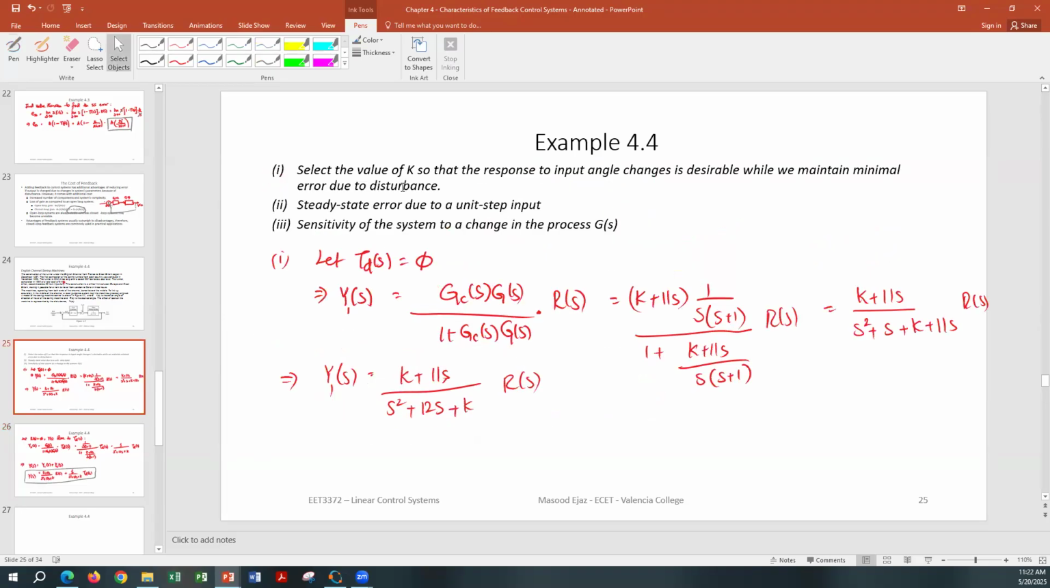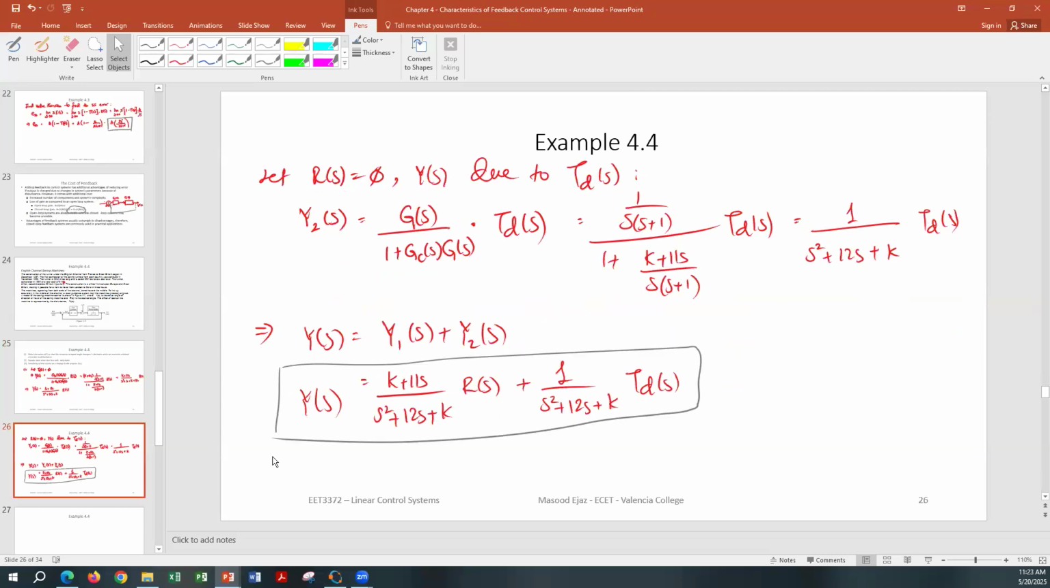Now again, our goal is what? Our goal is to select the value of K so that the response to input angle changes is desirable while we maintain minimal error due to disturbance. So this is the output. We have to choose a value of K such that the disturbance is minimized while the response is kept at an acceptable level. We can also write down the expression for the error signal, the tracking error. You can do it on the next slide once you're done with this slide.